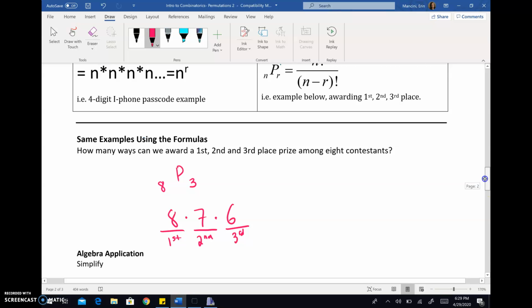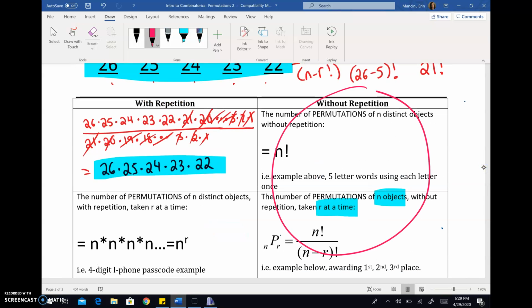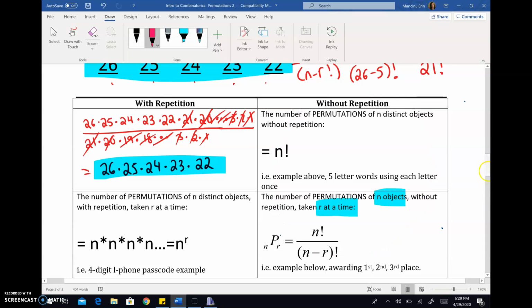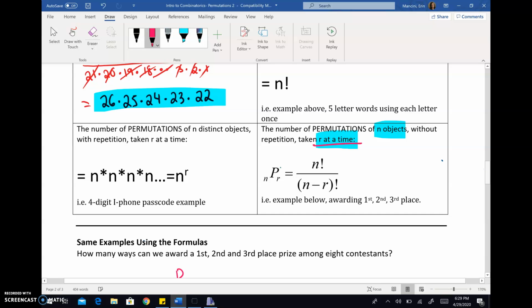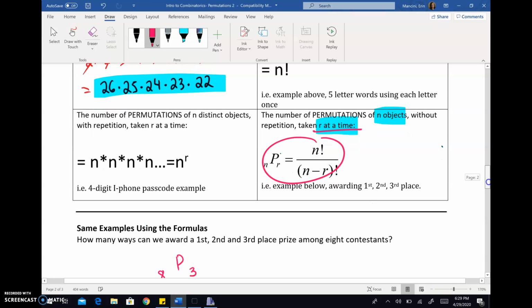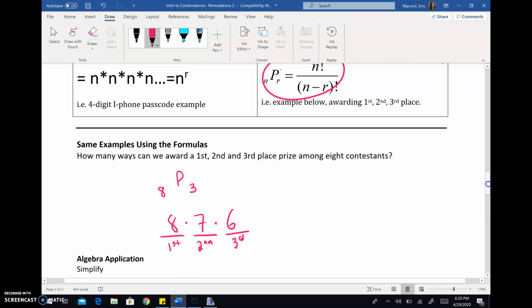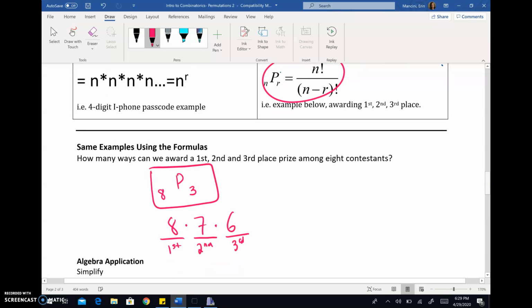Okay, you'd realize then we are in column 2. You cannot repeat. And we're not just taking n objects, we're taking n objects r at a time. So we're using this formula, which I could then go ahead and just plug into my calculator like I did before. Or again, you can use the blank method and do 8 times 7 times 6, which would not be that hard.